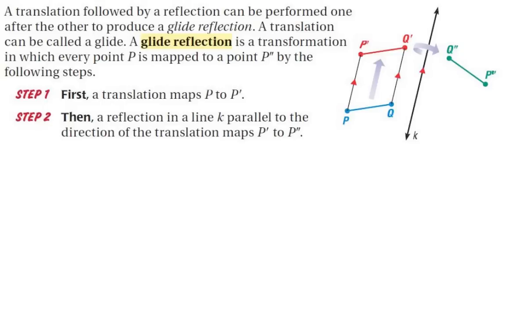One kind of composition transformation is called a glide reflection. It's a specific one where there is first a translation followed by a reflection in a line that's parallel to the direction of the translation.